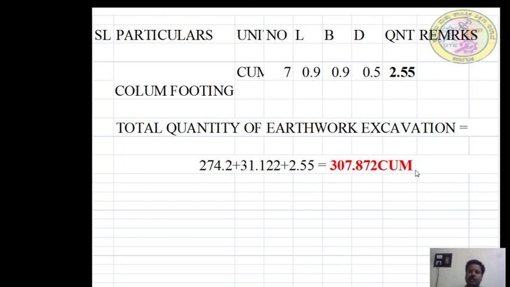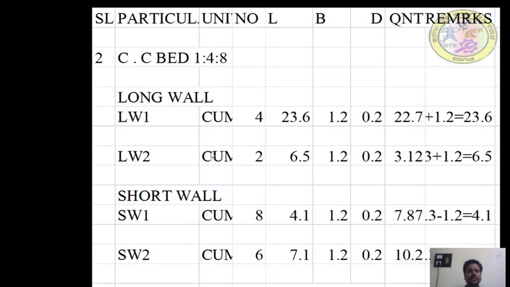For the earthwork excavation, the rate is considered at today's present rates, so 180 per cubic meter. Then, calculating with the rate gives the cost of the earthwork excavation. The second item is cement concrete bed 1:4:8 for the long wall.